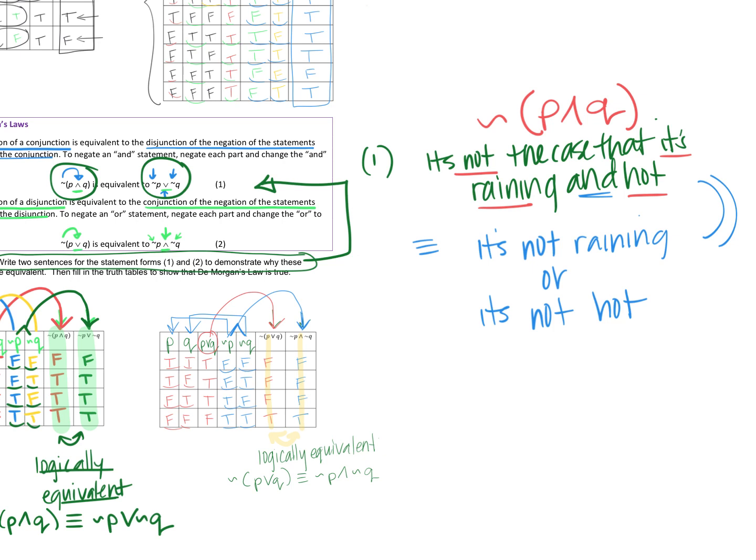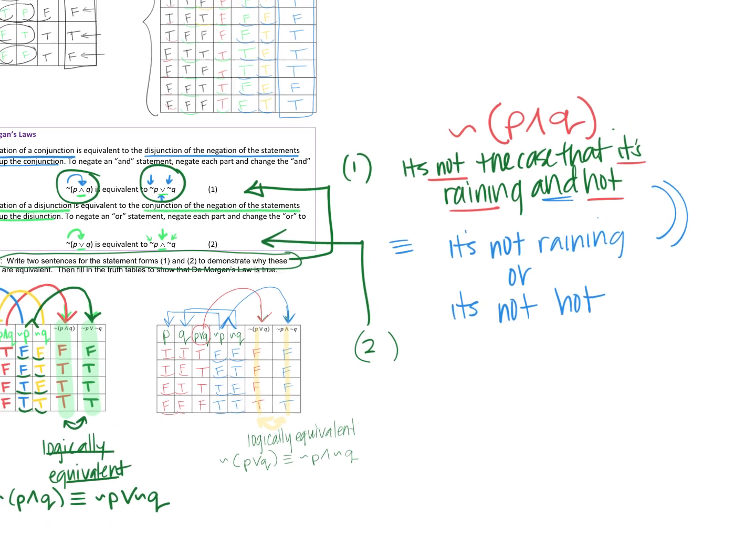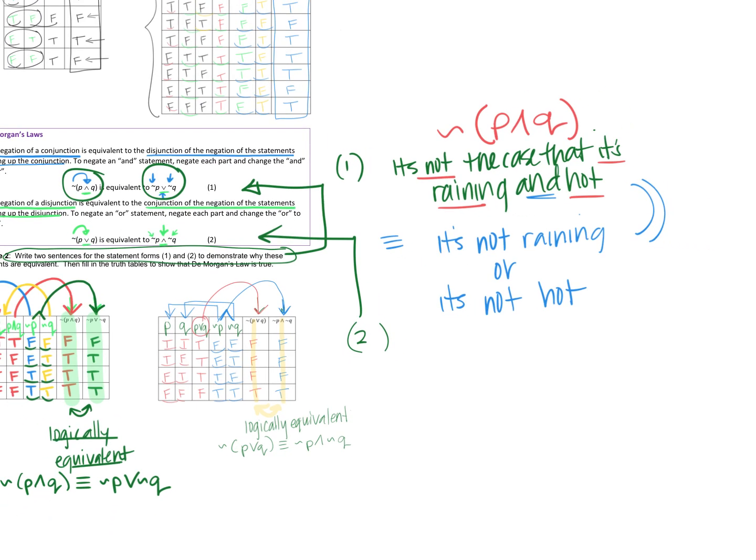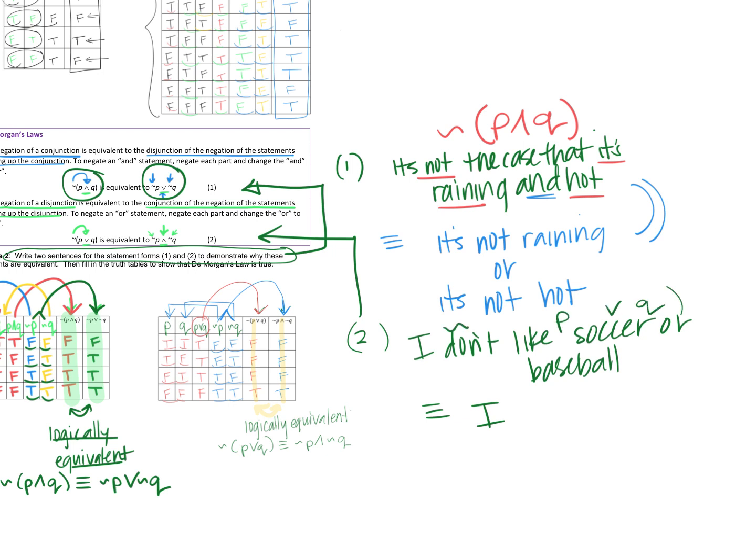So let's try that again for the second part. So for this one, we're looking at negating the P or Q. So let's think about another statement. Let's say that I don't like soccer or baseball. So I don't like soccer or baseball. And so then we're saying that that's equivalent to saying that, because this negation, and then we have our soccer or baseball.